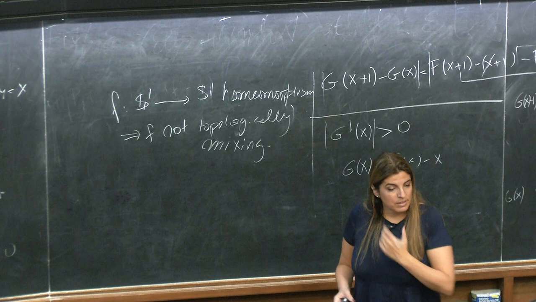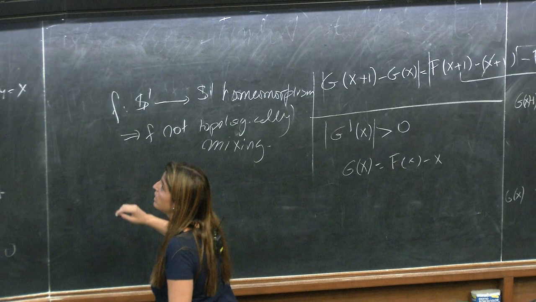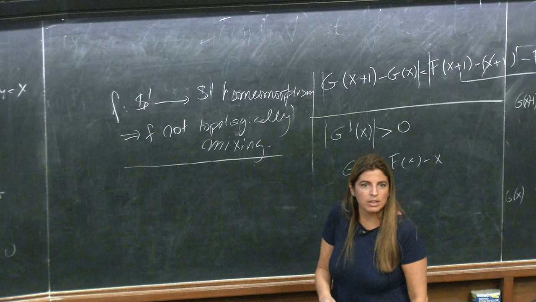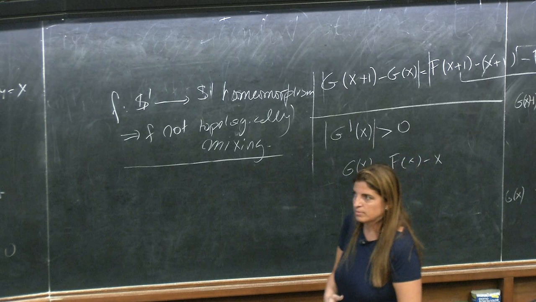This is not hard. I have it in the following slide, but I will end it here because I want you to do it as an exercise. Expanding maps on the circle are topologically mixing. Okay, and then I finish here. Thank you.